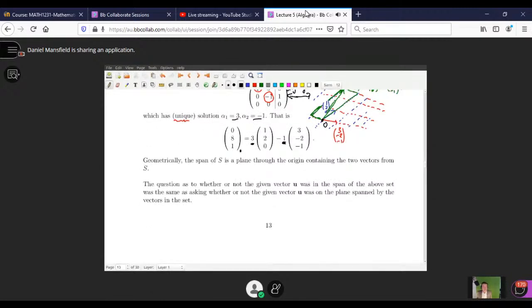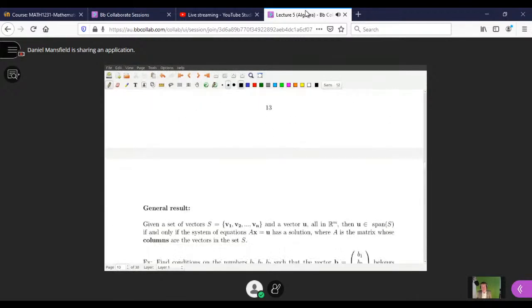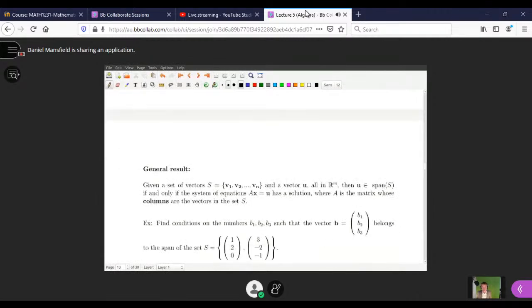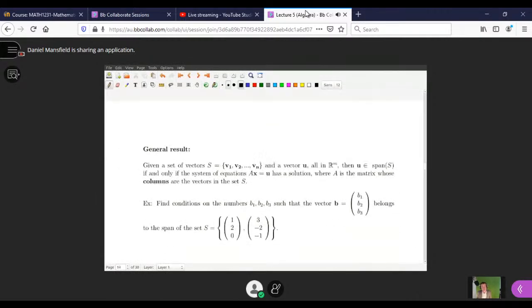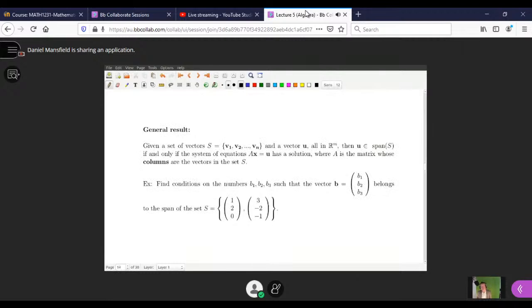The question as to whether or not the given vector u was in the span was the same as asking whether the vector u was in the plane. So again, this is called the geometric and algebraic perspective on things. Okay. Given a set of vectors and a vector u, all in some m-dimensional space, m is not necessarily 3; it could be some other number.